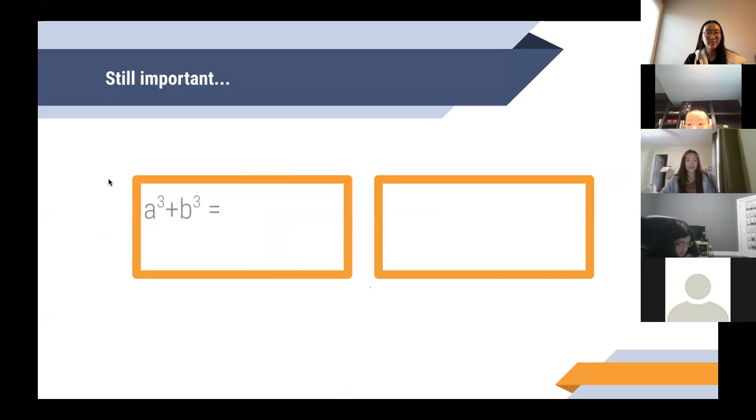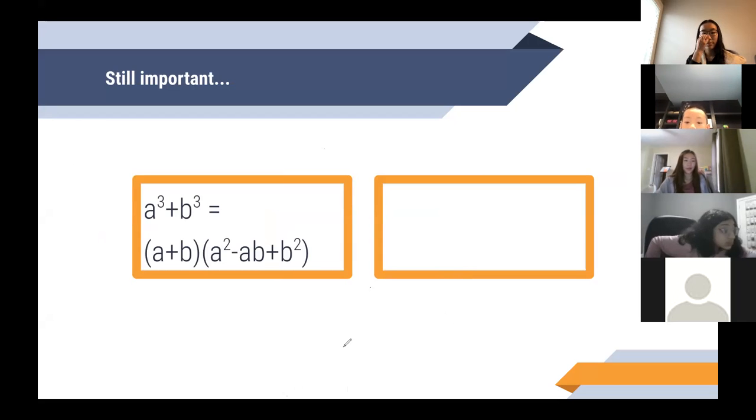Okay, so still important, as our title says. Now we're going to do similar things but with cubes. This one is like we're going kind of backwards right now. We'll just show you and then go the opposite way. If I knew that, for example, A plus B was one of the factors, then I could use that information to find the other factor. But if I was just looking at A cubed plus B cubed, I probably wouldn't know where to start.